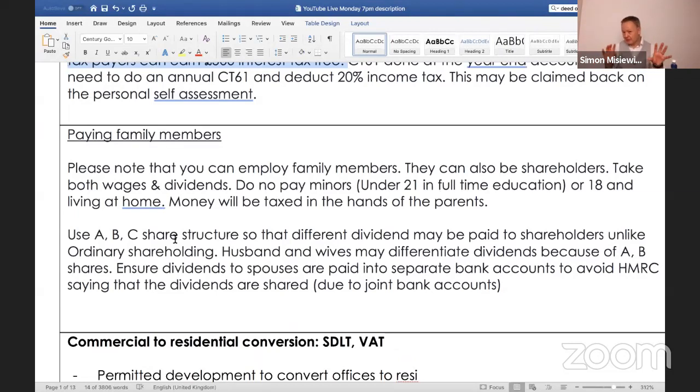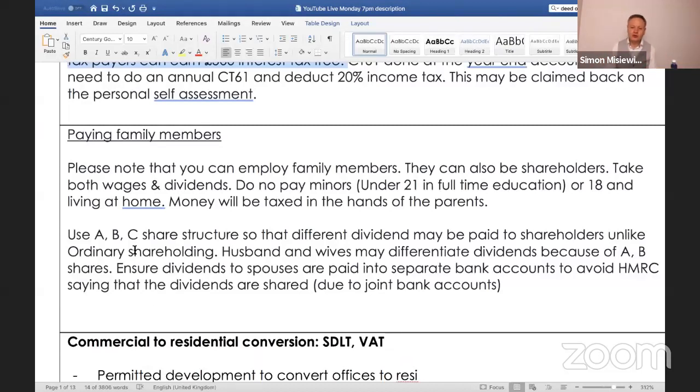Well, that's good tax planning, but you don't want HMRC to say, well, that was equally distributed, so we're going to tax it as though it's 50-50 because you deposited the dividends into the same bank account. So I would definitely recommend that you have a different bank account for husband and wife. If you've got different tax bands, you're paying dividends out in a tax efficient way to each other. So do think about that.